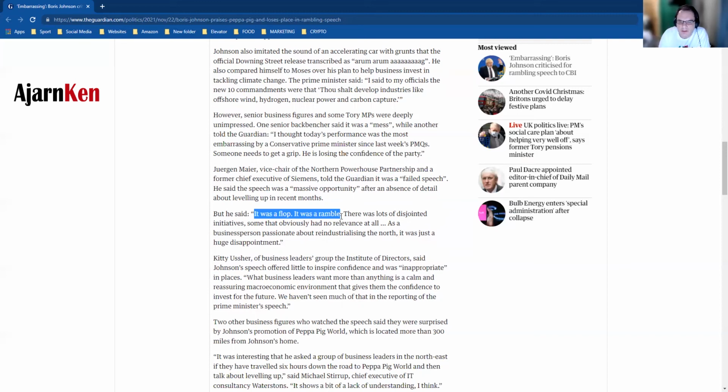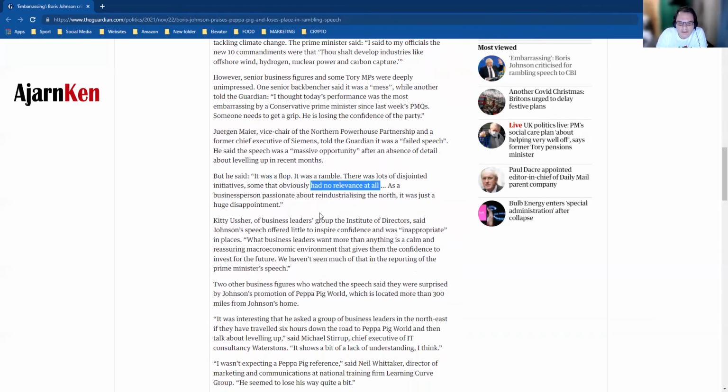It was a ramble. He was talking lots of nonsense. It had no relevance at all, which again goes back to that part there. It had no relevance, which means that it wasn't on topic. Okay, it was a huge disappointment. Offered little to inspire confidence. Again, we want people to get inspiration. We want people to follow what he's talking about, but it offered little to inspire confidence. The speech offered nothing for people to have confidence in his project.